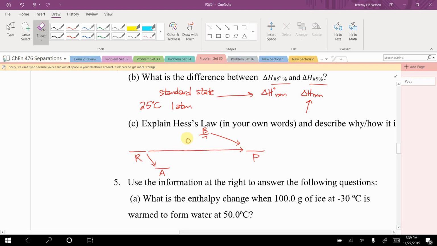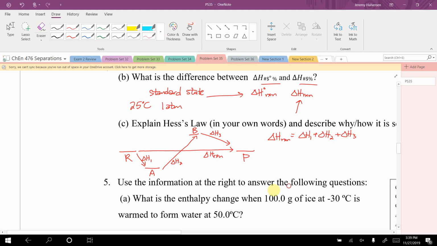Well, this reaction has a delta H, this reaction has a delta H, and this reaction has a delta H. I'll call them 1, 2, and 3. And if those 3 reactions get me from reactants to products, then the delta H of my reaction is just going to be the delta H's of my component reactions added together. In essence, if I have multiple component reactions that add together to make my total reaction, then the delta H's of my component reactions add together to give the delta H of my total reaction.